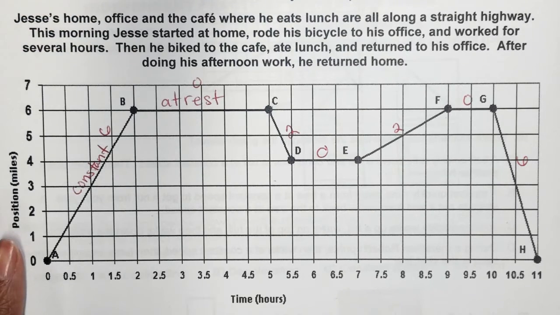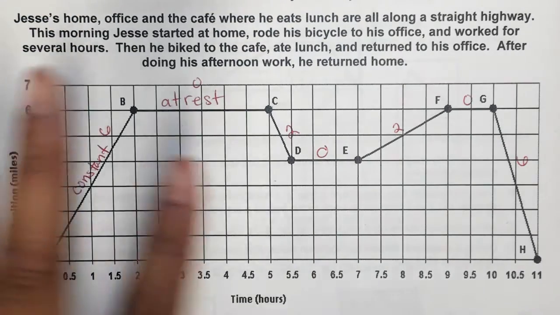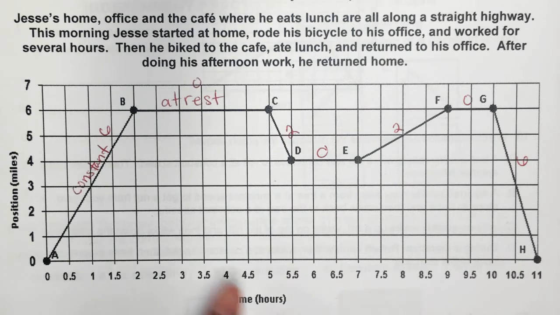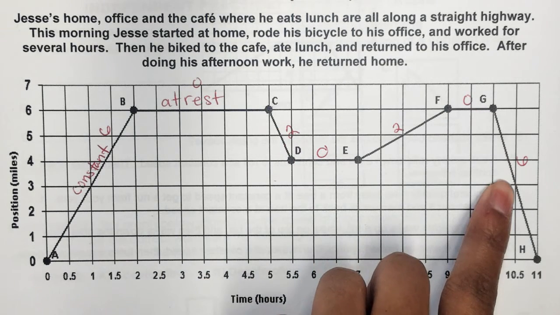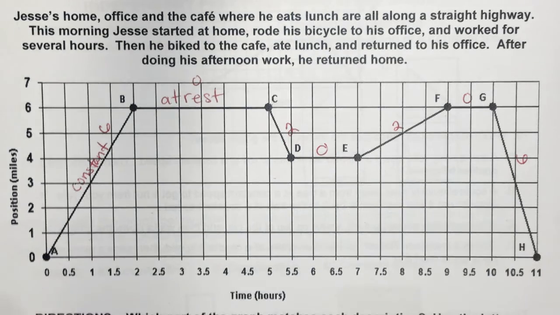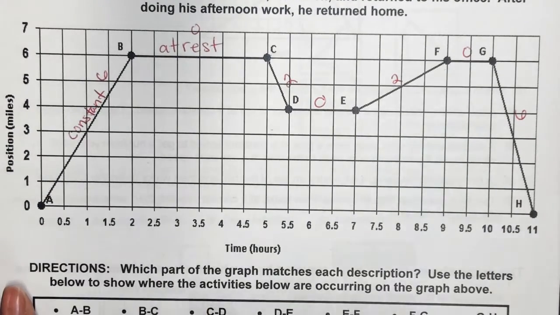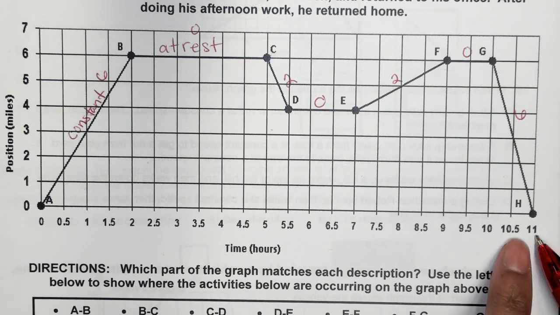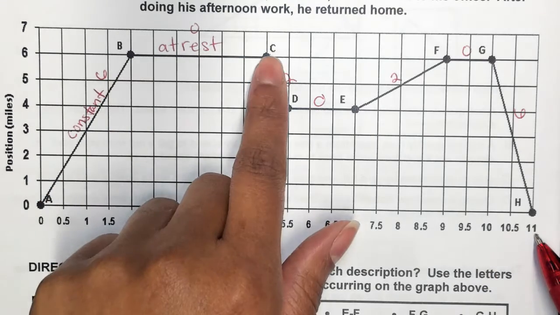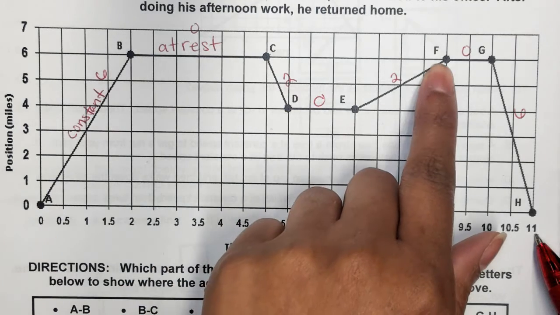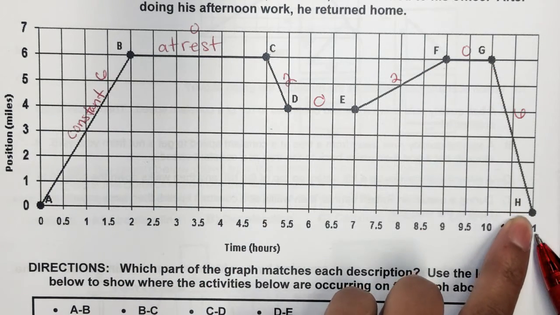If I wanted to get the speed of this graph, I need the total distance over the total time. So I would add 6 plus 0 plus 2 plus 0 plus 2 plus 0 plus 6 and get the total distance. And how much time was this entire day for Jesse? 0. How much time? 11. 11 what? 11 hours. So it took Jesse 11 hours to go to work, go to lunch, eat lunch, go back to work, and then make it back home.